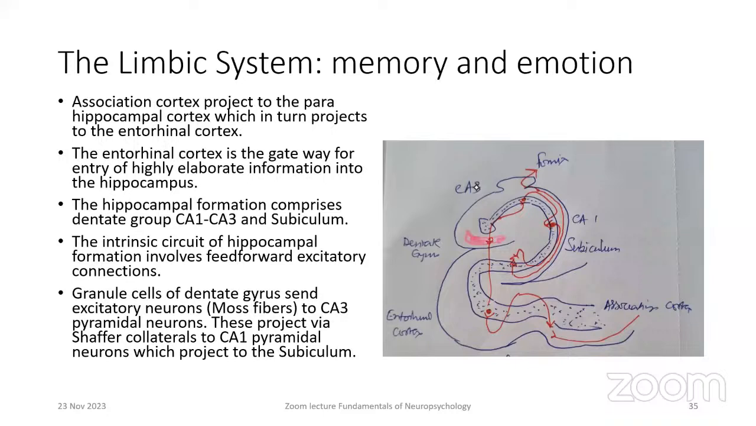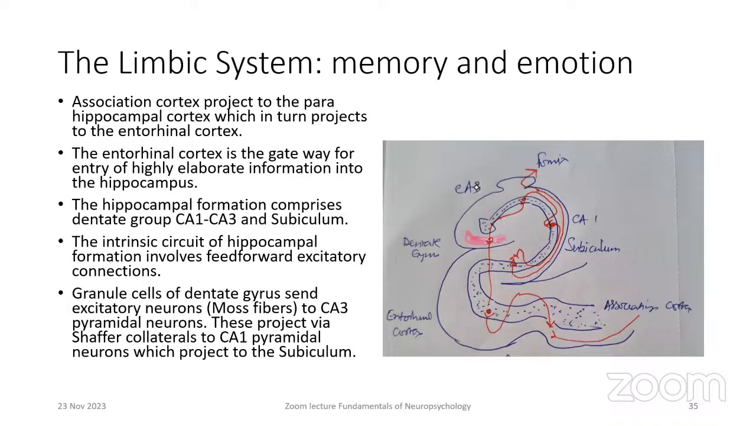As I showed, from the association cortex it comes to the entorhinal cortex. From there, it goes to the dentate gyrus, then CA3, then CA1 and subiculum. Again, it goes to the fornix. So the association cortex projects to the parahippocampal cortex, which in turn projects to the entorhinal cortex. It is a gateway for entry of highly elaborate information into the hippocampus. The hippocampal formation comprises the dentate gyrus, CA1, CA2 and 3, and subiculum.